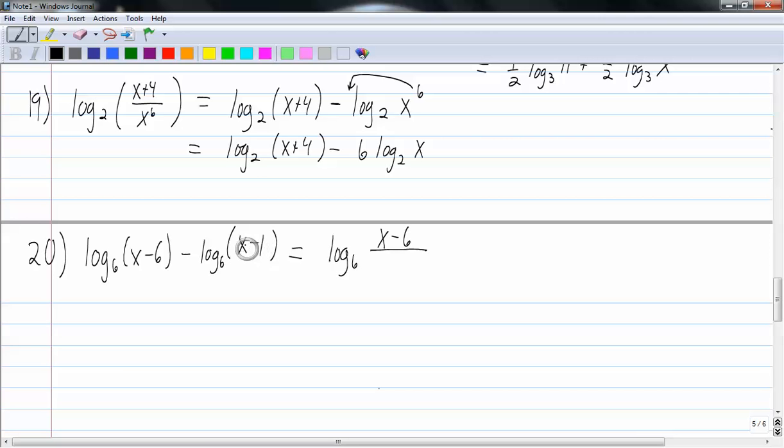And the denominator is going to be x minus 1. All right. And there's nothing else we can simplify. Don't think you can cancel anything out or anything like that. That doesn't work. That's your final answer. All right, so number 20 is B.